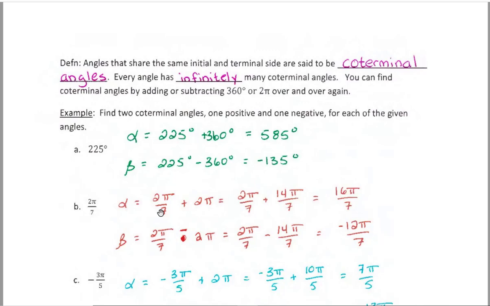Here's where my fraction arithmetic is going to come in. I'm going to take that 2 pi over 7 plus 2 pi. In order to add fractions, they're going to have a common denominator, which is going to be 7. So 2 pi is 14 pi over 7. And then once the denominators are the same, I can do that 2 plus 14 pi to get 16 pi over 7. For our negative coterminal angle, I'll subtract 2 pi. 2 pi over 7 minus 2 pi is going to give me 2 pi over 7 minus 14 pi over 7, or negative 12 pi over 7.